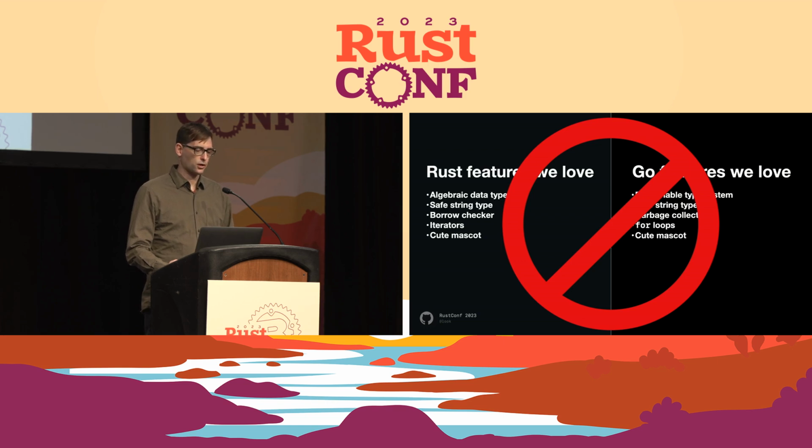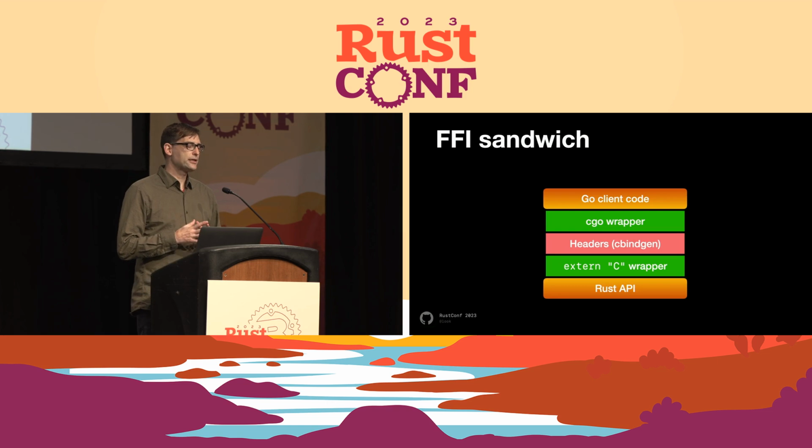So how are we going to make this work? Basically, we need to make an FFI sandwich. At the bottom layer, we'll have our Rust API. This will be nice, normal, safe Rust code. And then we have to make an extern C wrapper that exposes those functions to be called from C. Then we have to have headers for linking, and we use cbindgen for that. This is a great crate from Mozilla. On the other side, on the Go side, we'll need to use cgo to create a wrapper to call those extern C functions. And then we have our Go client code.